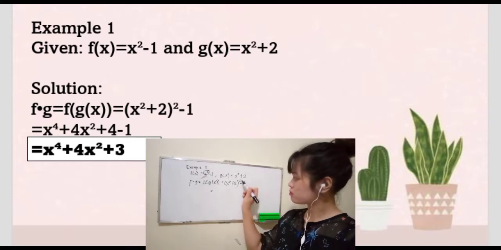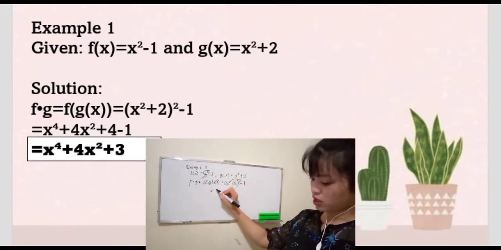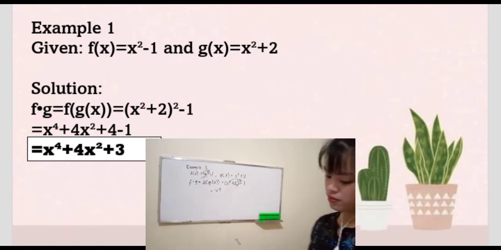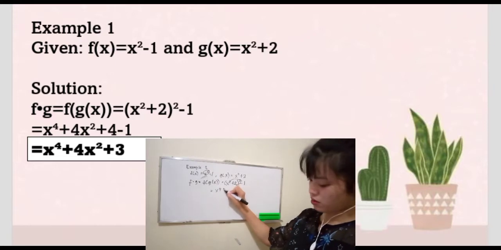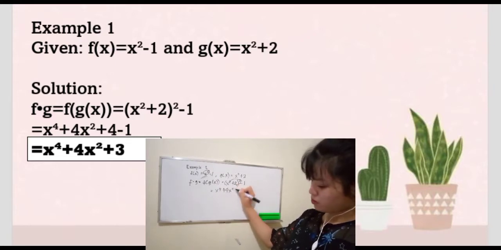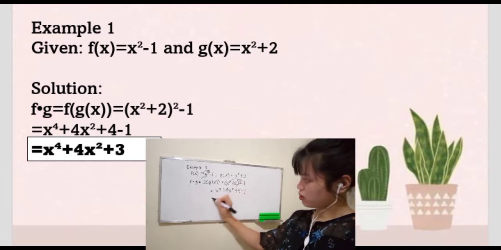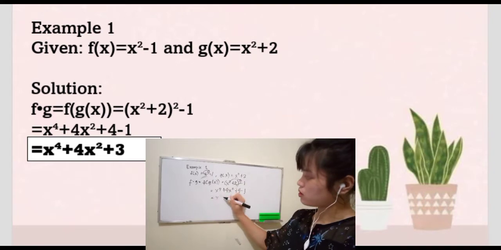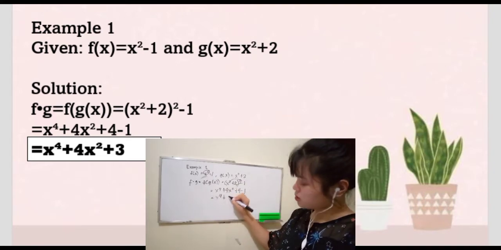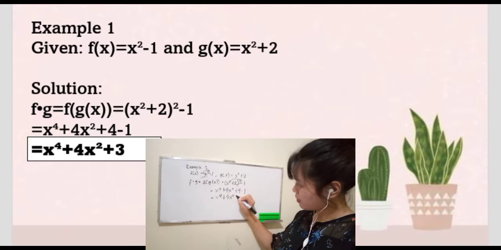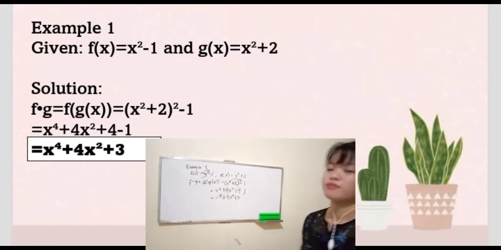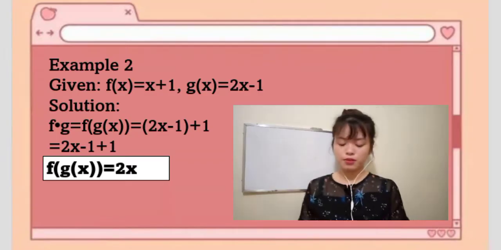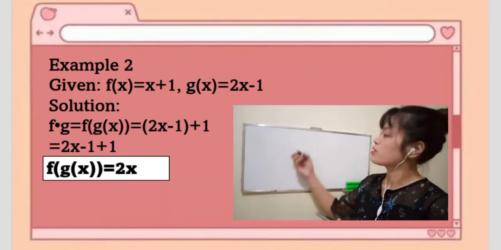So, distribute x squared times squared. So, magiging x to the fourth siya. Ganun din. 4x squared plus 4x squared plus 4 minus 1. So, ang pinaka-final answer natin is x to the fourth plus 4x squared plus 3. Dahil 4 minus 1, 3. So, ito yung pinaka-final answer natin. Example number 2 natin.